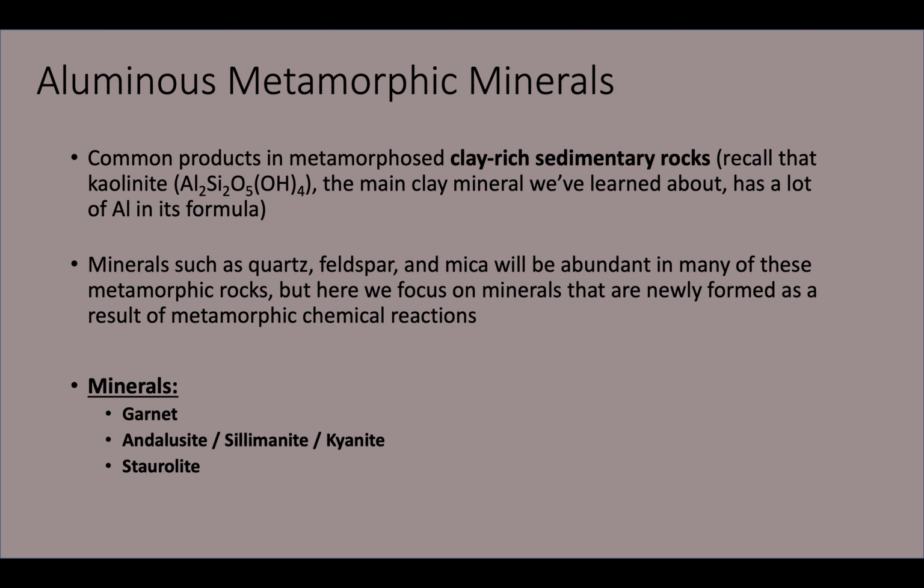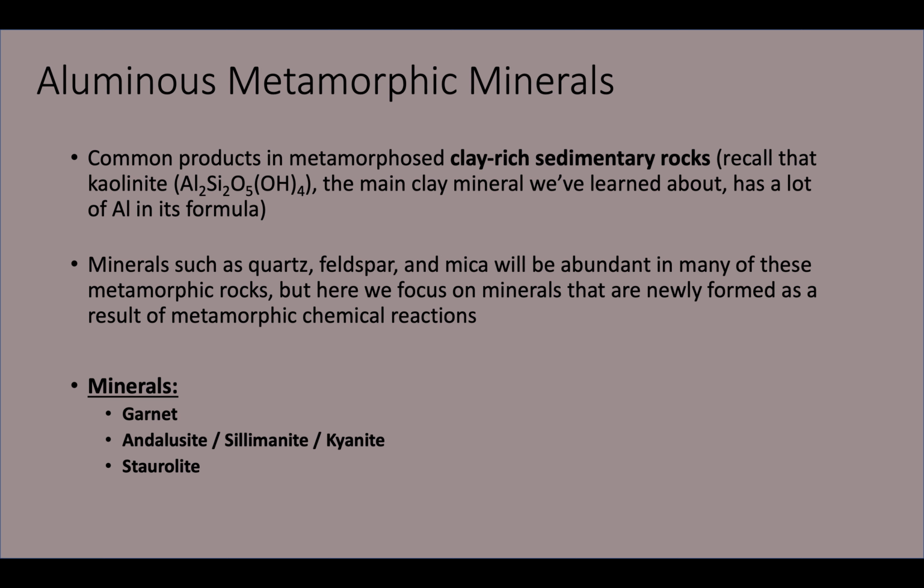Okay, so we'll start with those aluminum rich metamorphic minerals. Recall that the main clay mineral that we learned about in the sedimentary mineral section was kaolinite, and it had the formula Al2Si2O5(OH)4. So remember, it was forming as a weathering product from feldspar, which is itself rich in aluminum.